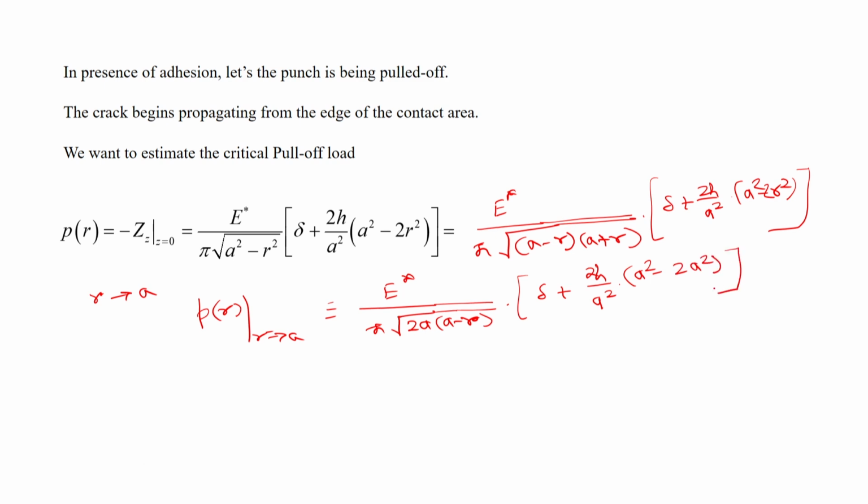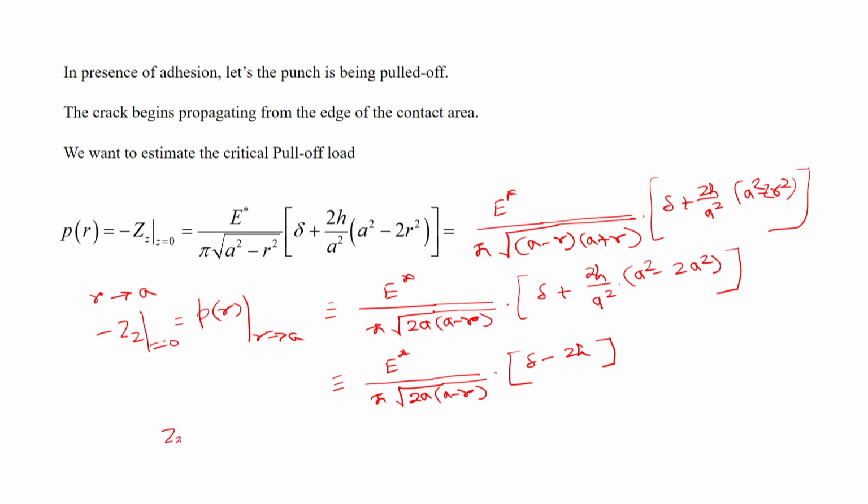So, it comes out to be E star into pi into square root of 2a into (a minus r), into this is minus a square goes. So, it is delta minus 2h. So, this is the pressure. So, it is minus of sigma, or rather here I have written it in terms of z, the same thing actually. I have told you earlier that z is equal to 0. Okay. This is the normal stress. So, normal stress is negative of the pressure, and that is how we can find it out.